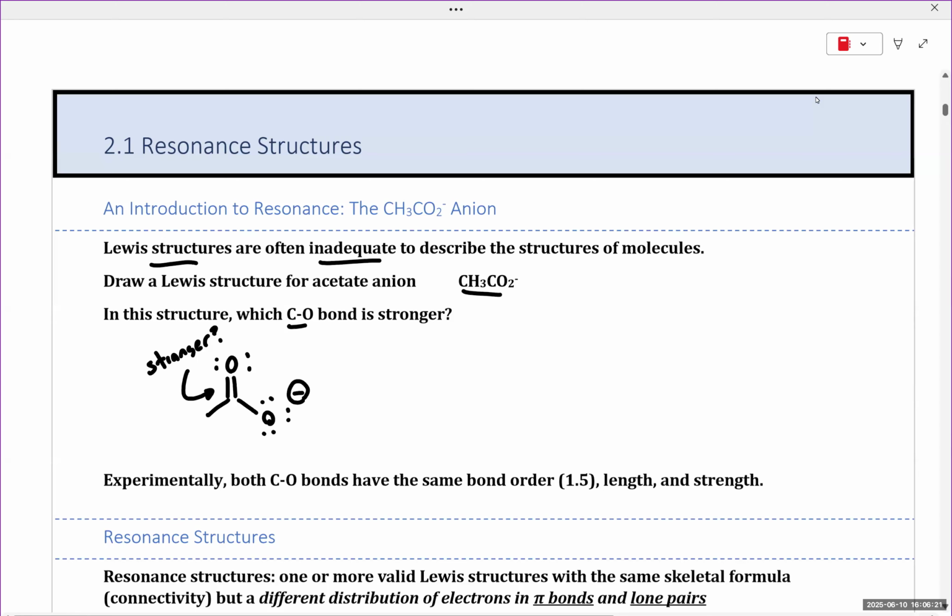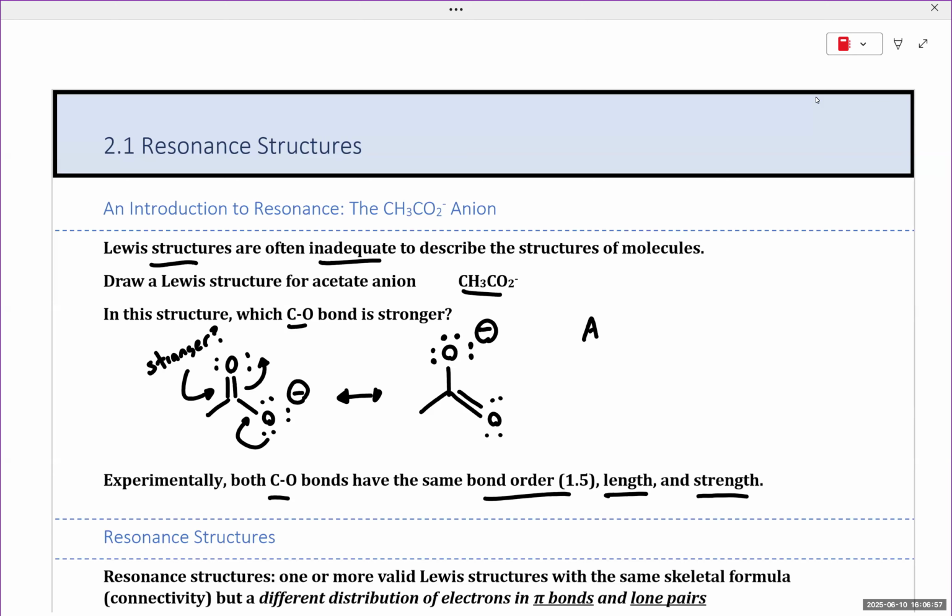However, experimentally, both of the carbon-oxygen bonds have the same bond order, length, and strength. And this stems from the fact that in reality, those pi bond electrons are not localized at a single carbon-oxygen bond. Instead, these pi electrons are spread across this pi system, and this electron density is evenly distributed across all atoms participating in the bond.